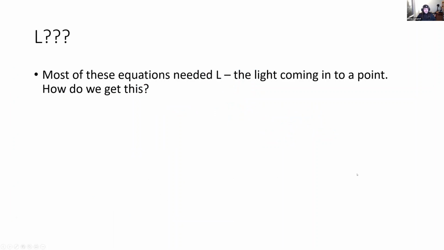So you might have noticed that I told you these are used to calculate this lighting equation, which is how much light is coming in from a direction, but most of those equations also used that function. So how do we actually resolve that?